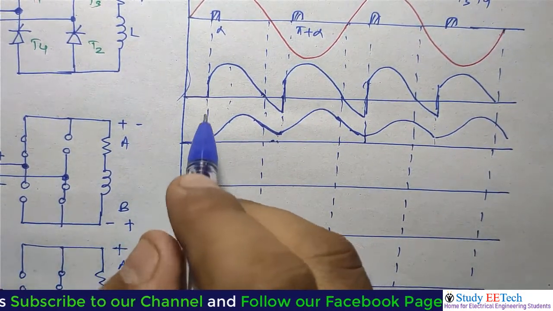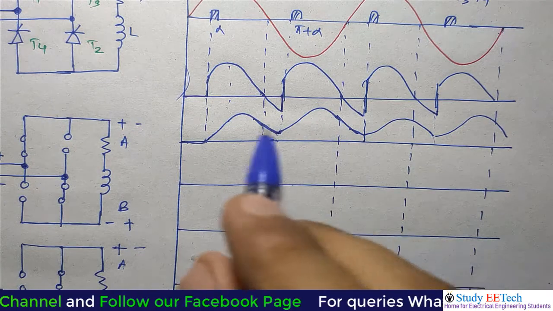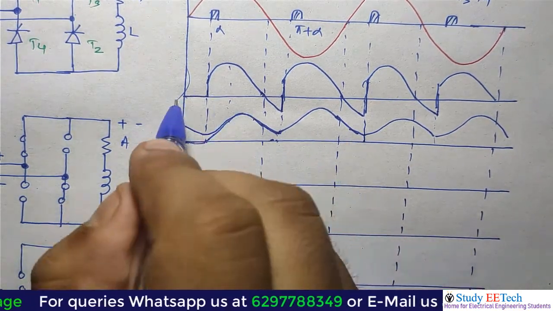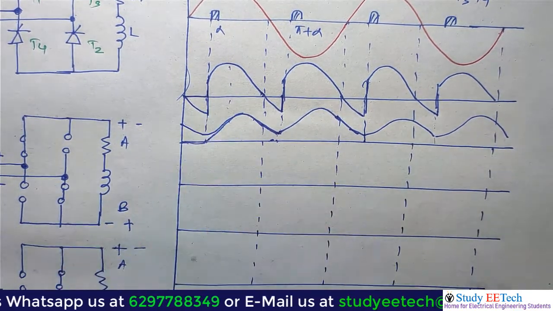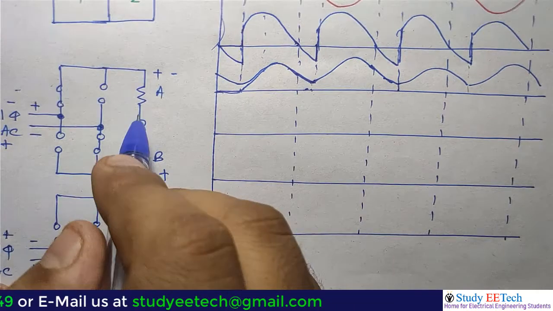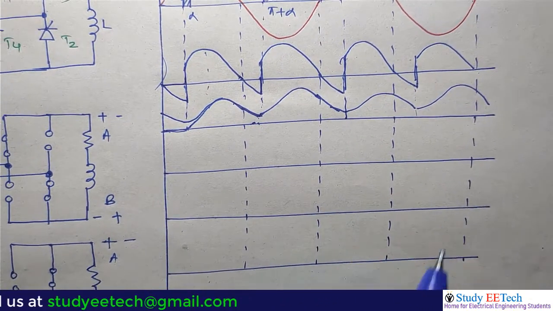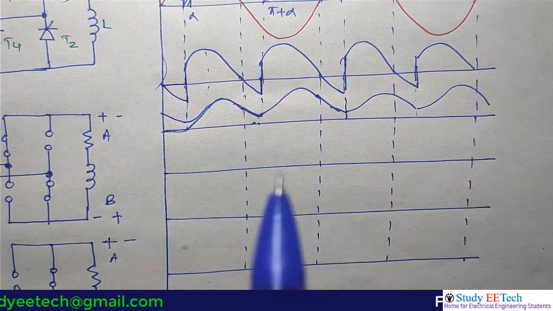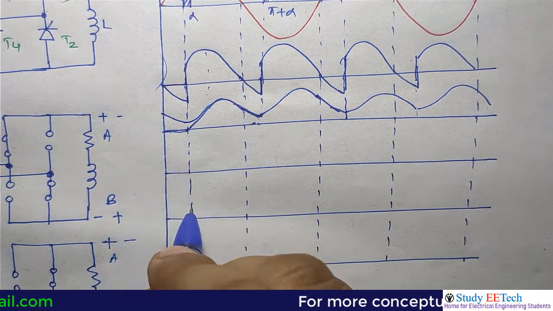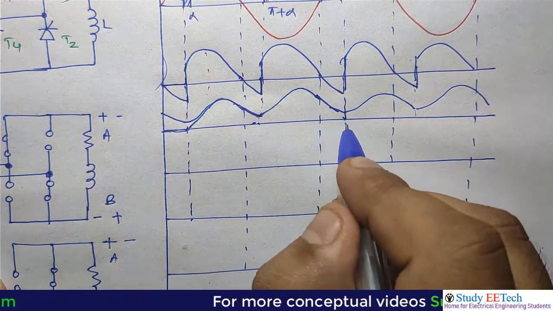Now initially, if we draw the waveform in steady state, the waveform will be something like this, and we will get a negative swing here. But if it is the starting point of the circuit operation, there will be 0. Initially, we assume the circuit is initially relaxed. Now we will draw the current through the source.